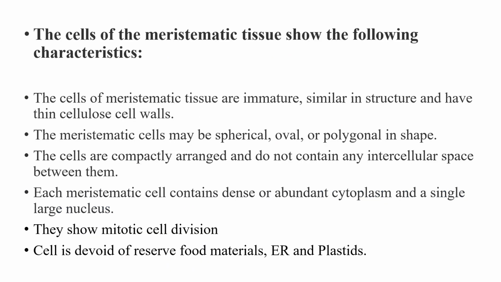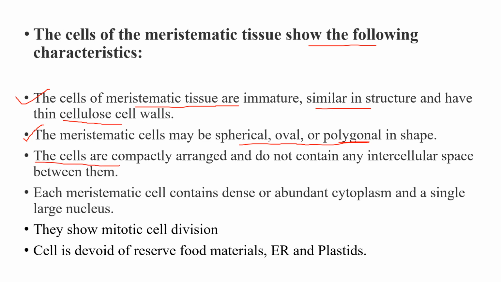The cells of meristematic tissue show the following characteristics. So what are the characteristic features of meristematic cells? First, the cells of meristematic tissue are immature, similar in structure, and have a thin cellulosic cell wall. The cell wall is made up of cellulose and it is very thin. Secondly, the meristematic cells may be spherical, oval or polygonal in shape. That means it varies in shape.